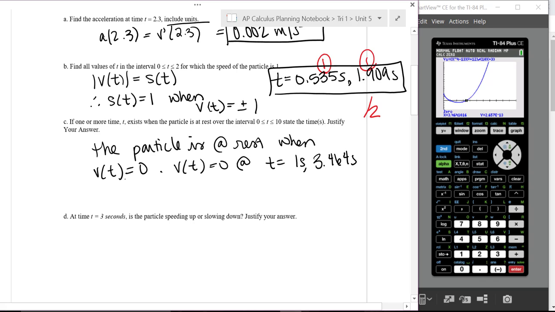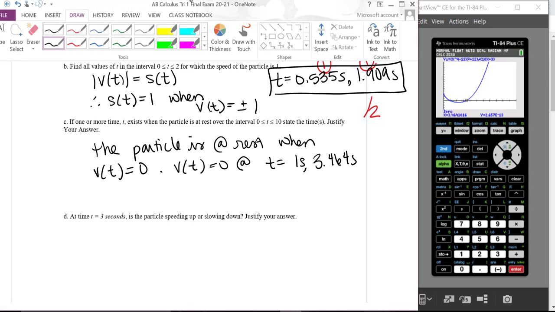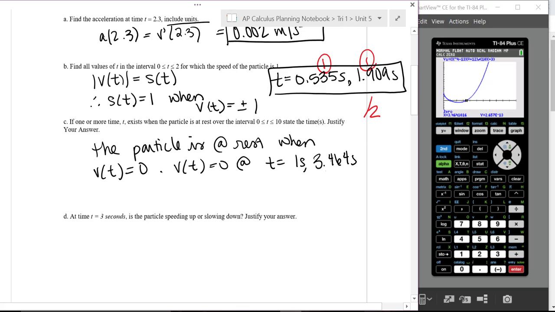3.464 seconds. Also, same thing, 2 points. So you got 1 point for the times, and then you got 1 point for the justification. So specifically, that would be saying that v of t equals 0.